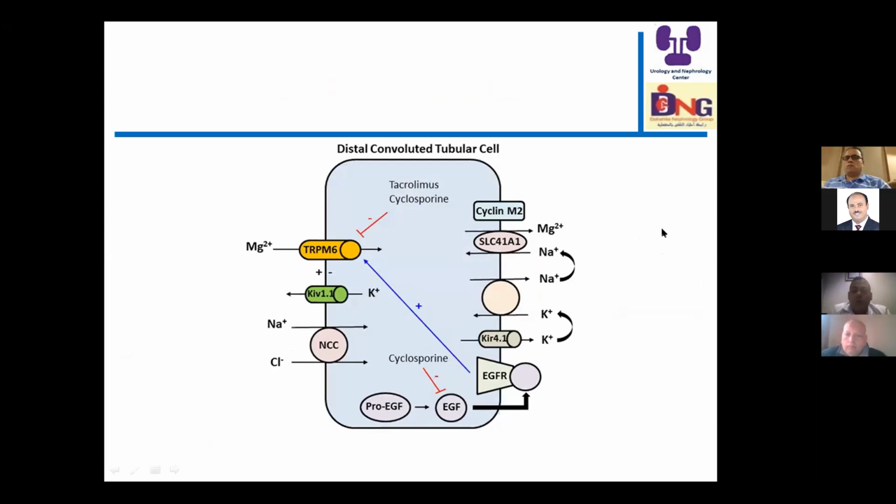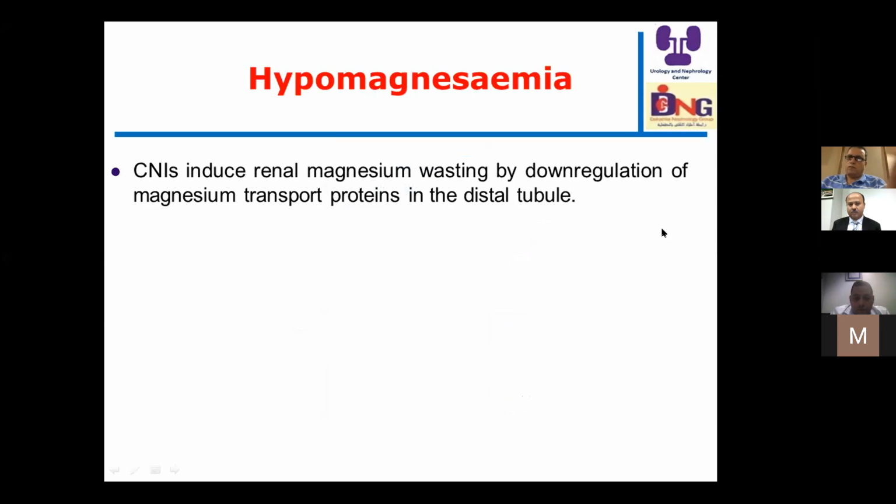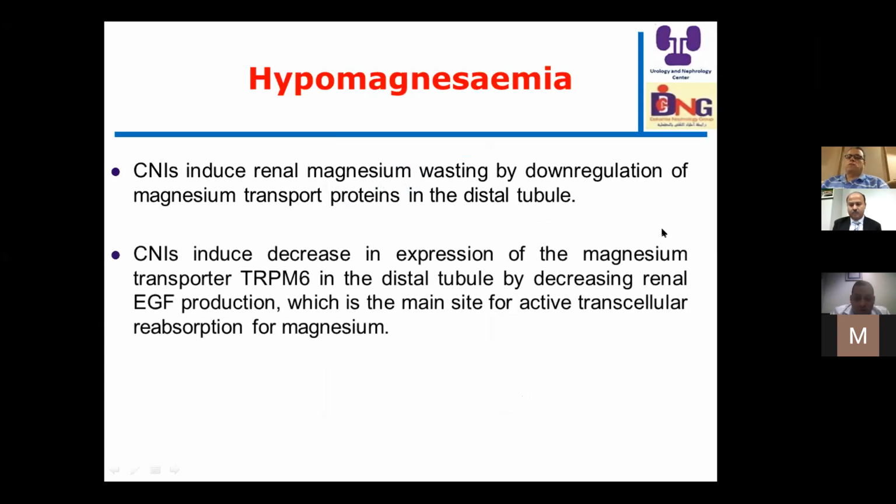How do CNIs cause hypomagnesemia? Tacrolimus and cyclosporin inhibit or decrease expression of the TRPM6 channel in the distal convoluted tubules, causing hypomagnesemia and decreasing magnesium absorption in this part of the nephron. Also, cyclosporin inhibits epidermal growth factor, which in turn causes a further decrease in expression of the TRPM6 channel. So it downregulates magnesium transport proteins in the distal nephron.